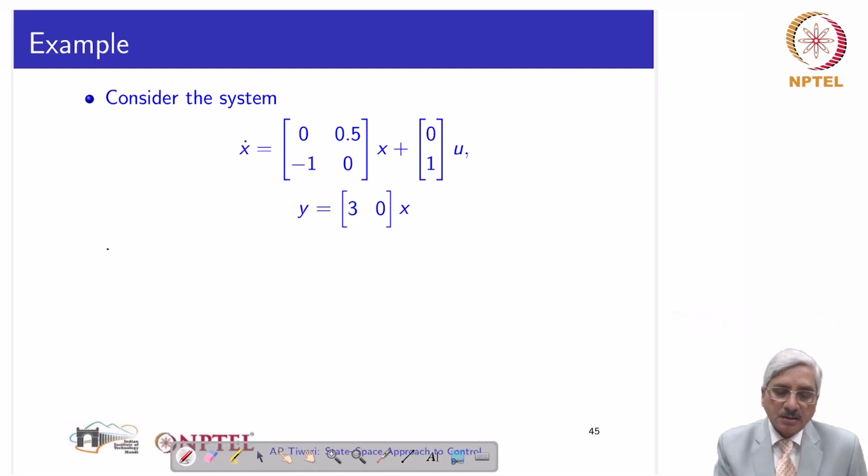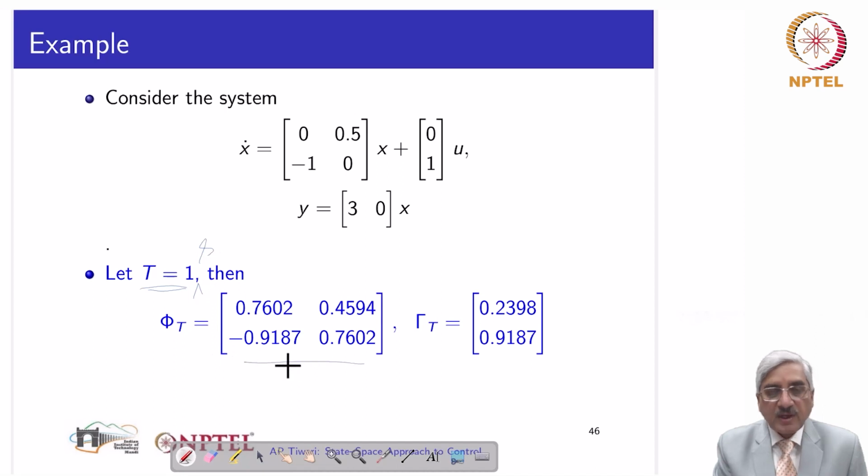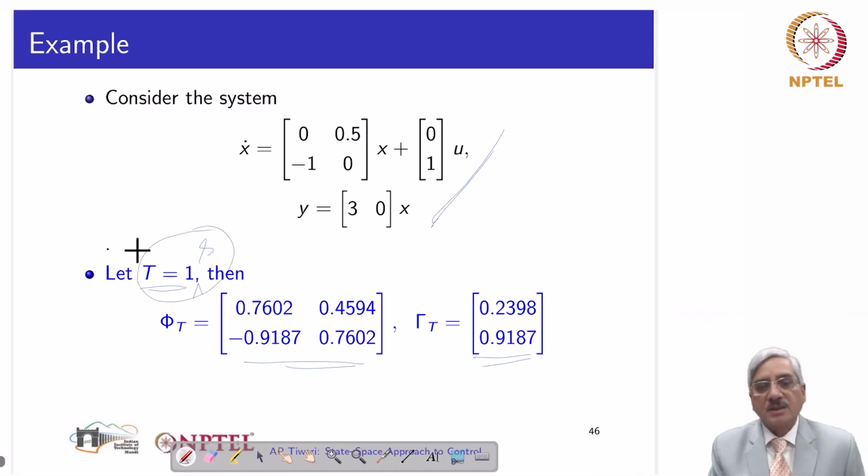We consider one example. We take this second order continuous time system, with A matrix 0, 0.5, minus 1, 0, and this is the B matrix. Of course, this is a scalar input system. This is the C matrix. So N is 2, M is 1 and P is also 1. If this system is sampled for a sampling period of 1 second, then this will be the phi T and gamma T characterizing the discrete time system corresponding to this continuous time system sampled every 1 second.